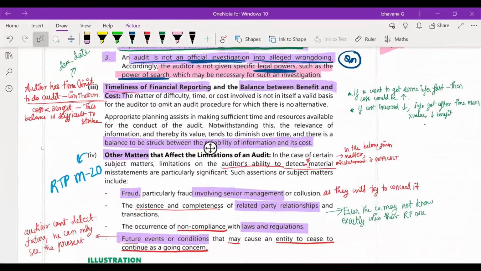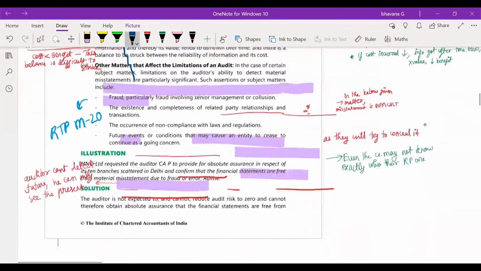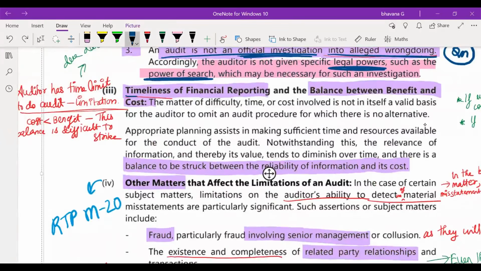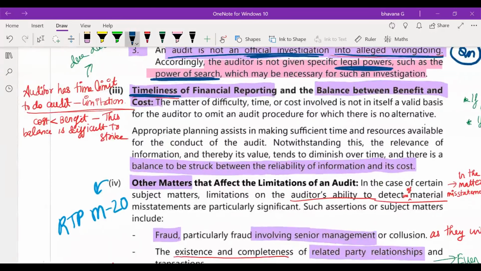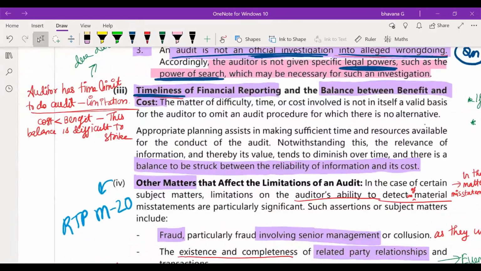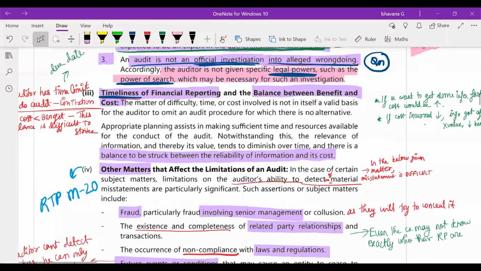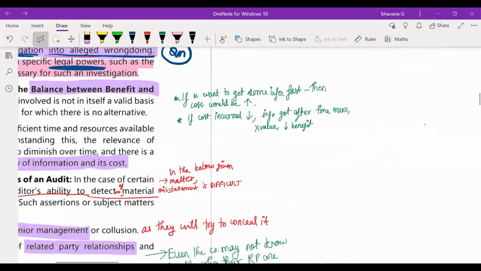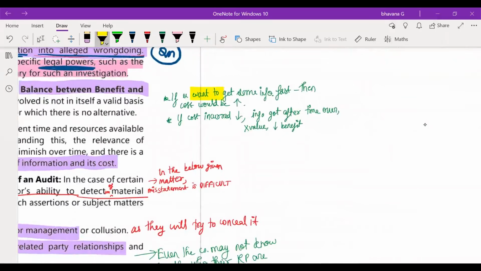Okay, next, timeliness of financial reporting and balance between benefit and cost. See, the auditor has a time limit to do the audit. He has a due date within which he has to do the audit and submit his report. So the auditor might want some information very fast because he doesn't have all the time in the world. In such a case, he will have to incur more cost to get such information faster.